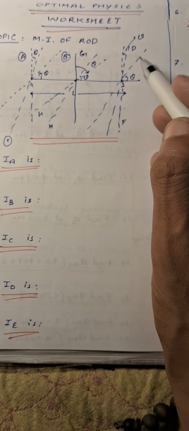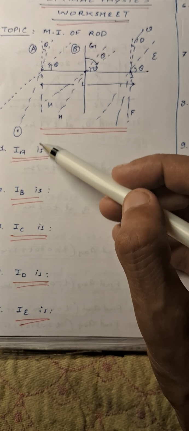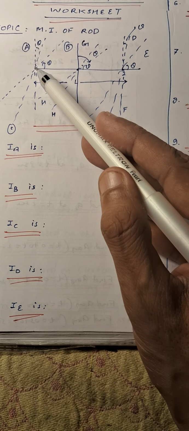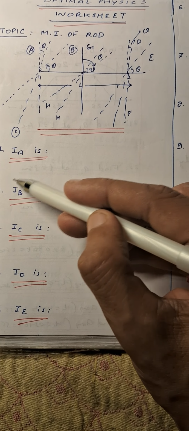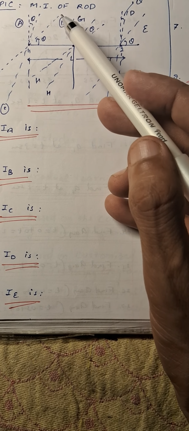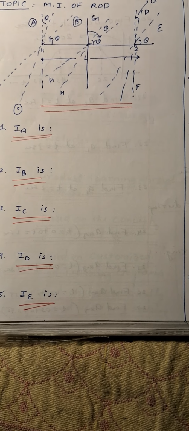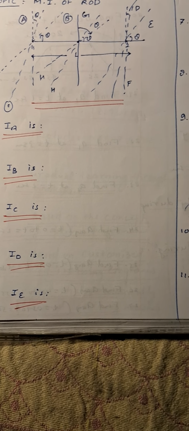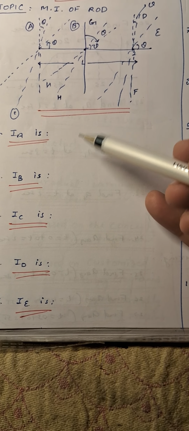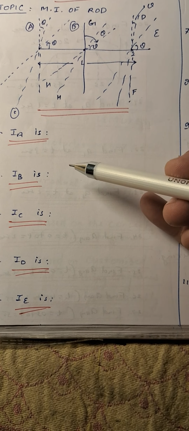So different axes are given over here, and the first question is you need to find moment of inertia of the rod about axis A, that is this axis. Then moment of inertia about axis B, which means this axis. All the axes and the rod are in the same plane, and they are just rotated in the plane of the figure itself. So that is an assumption in these questions.